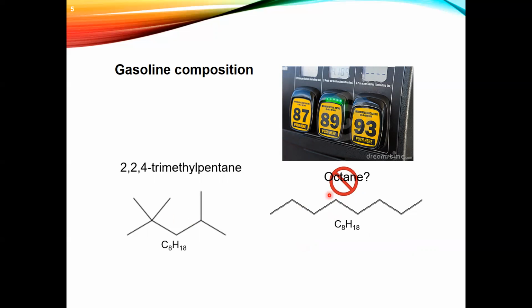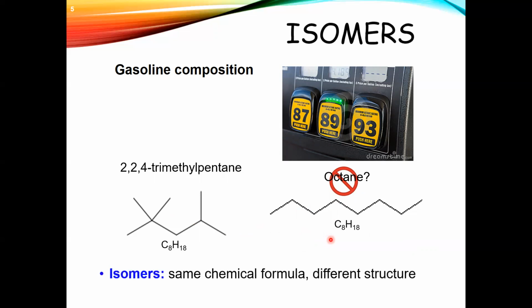But these two molecules right here are what are known as isomers of one another. They have the same chemical formula, but different structure. Their atoms are attached in different ways. You can think of this as Legos. If I grab a handful of Legos, there's a lot of different structures I can make out of that one handful of Legos.